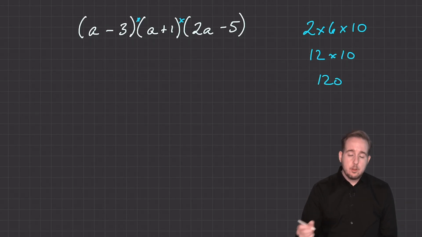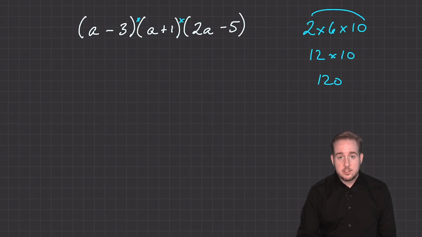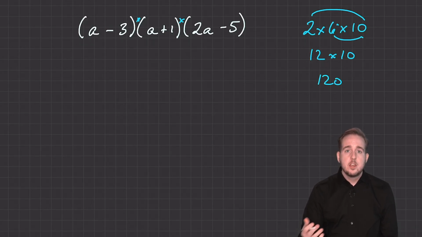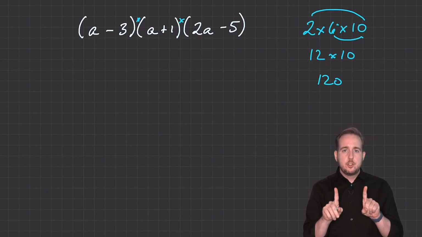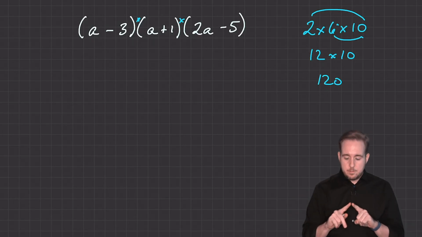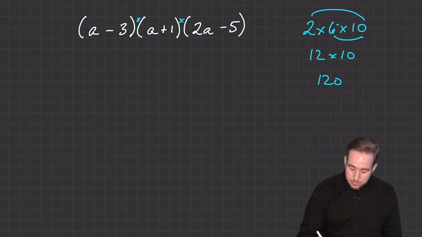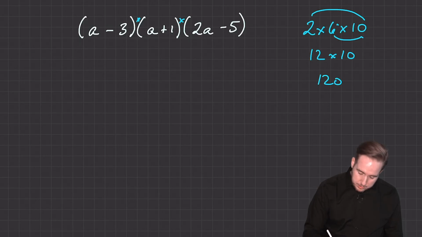But I would also have the option, if I did 2 times 10 first is 20 times 6 is 120. I could also do 6 times 10 first, which is 60, times 2 is 120. So I multiply 2 of them together, and then multiply that answer by the third. That is the same for this one, where I'm going to multiply 2 of them together, and I have a choice what order I do them in. I think left to right is probably the easiest.